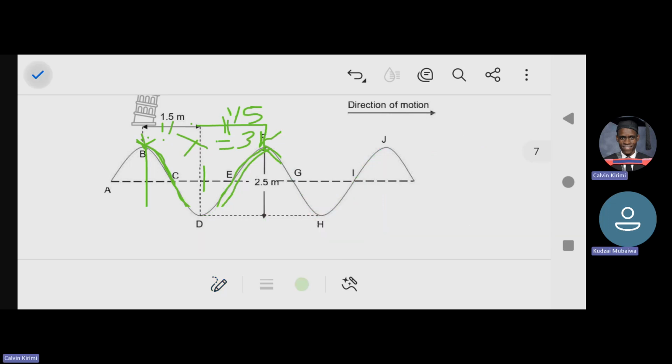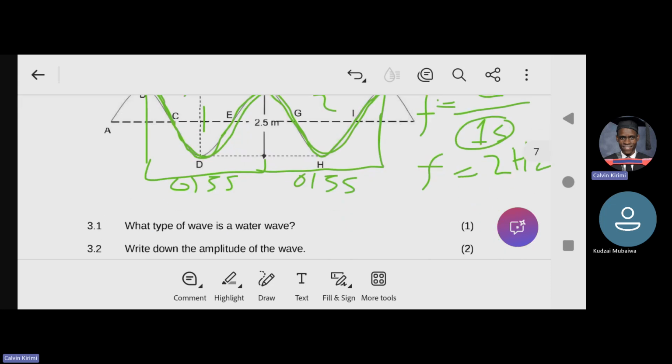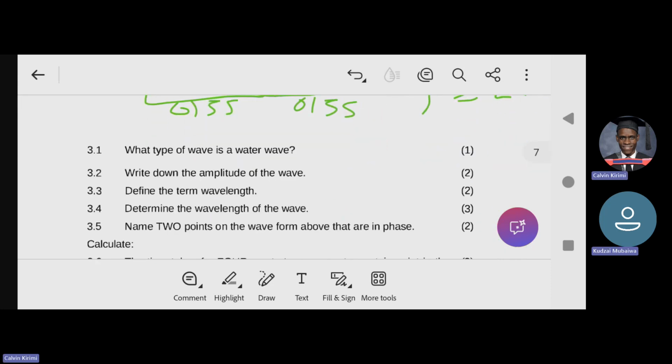Any question? So the question now is saying: name two points on the waveform above that are in phase. Points that are in phase are repeating after every wave. Which points are in phase?